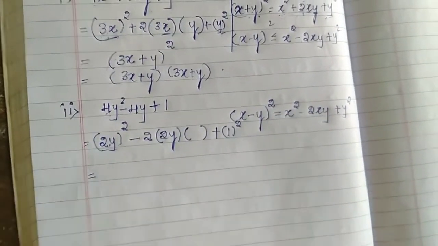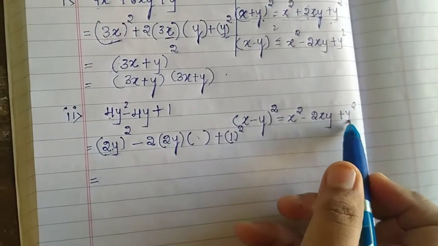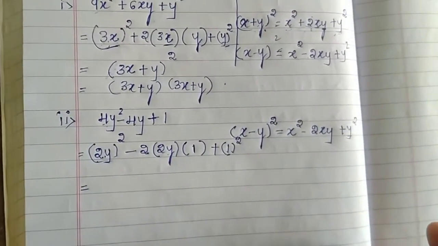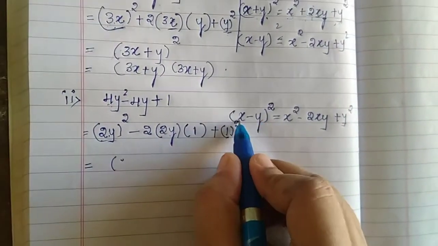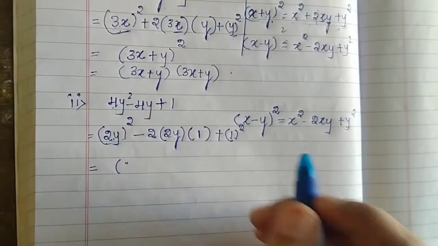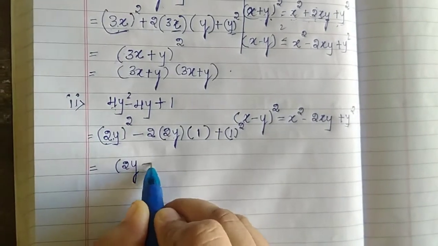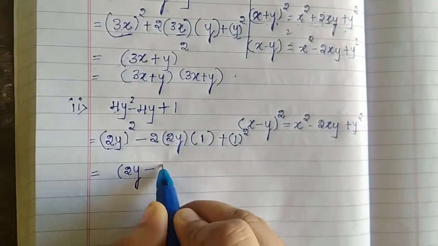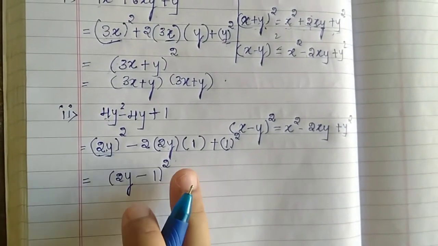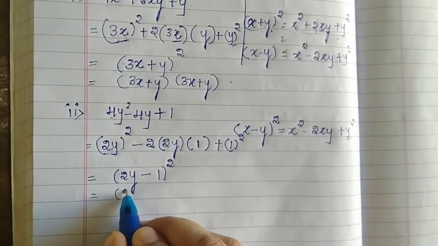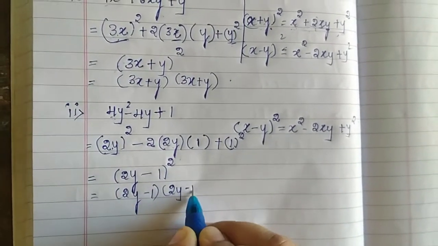So this will be equal to, here I am going to write, see here, in place of y what is there over here? 1 is there, so I am going to write 1 over here. After that you can see again x minus y the whole square. That means in place of x, 2y is there, and in place of y, 1 is there. So this will be equal to 2y minus 1 the whole square, or this can be written as 2y minus 1 into 2y minus 1.